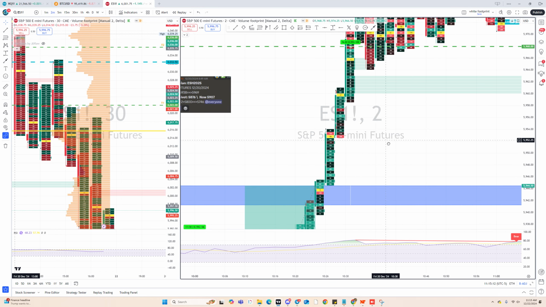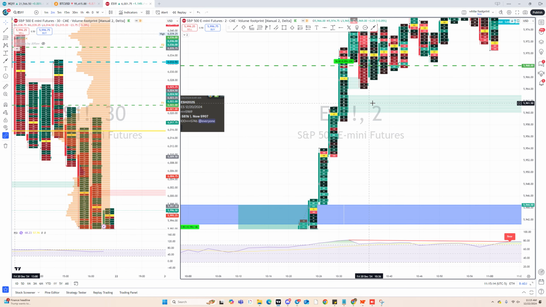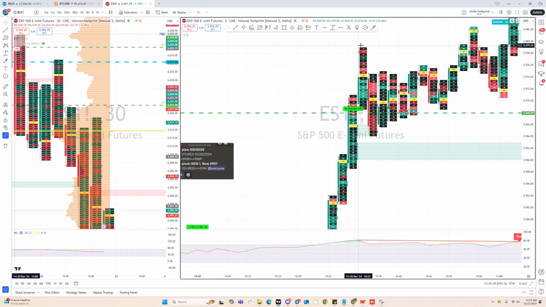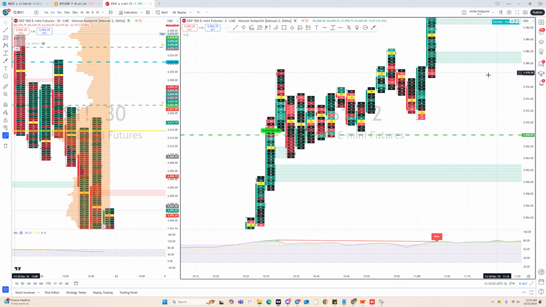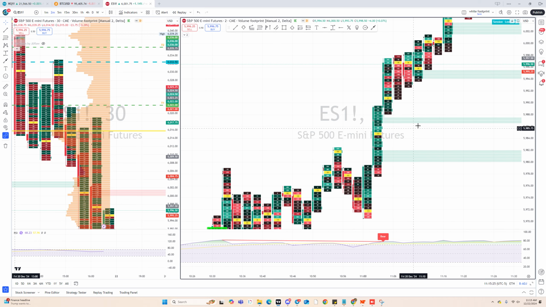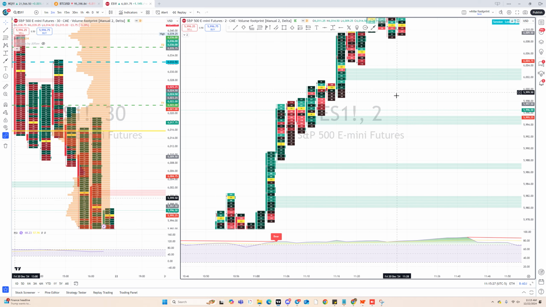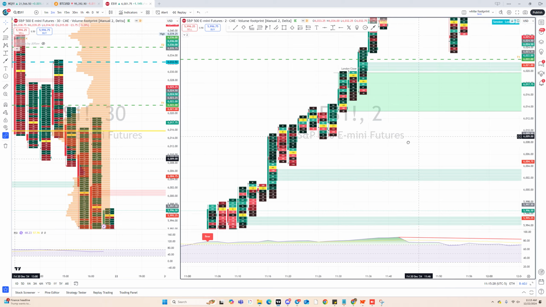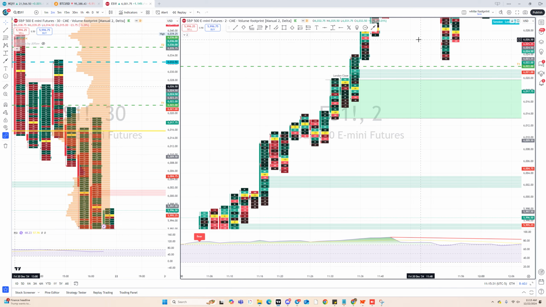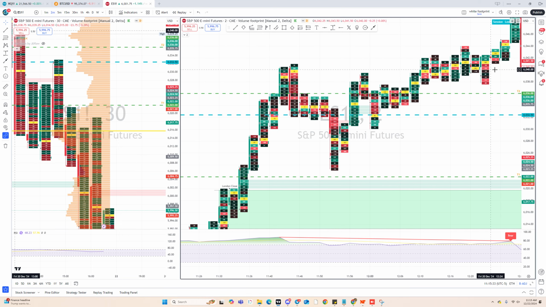Then we keep going, we keep going, we keep going. Boom, stack imbalance here. Boom, stack imbalance right here. See how this candle went up, came back down, hit the stack imbalance, and it just kept going back up. Boom, another imbalance. Don't get out. Another imbalance.